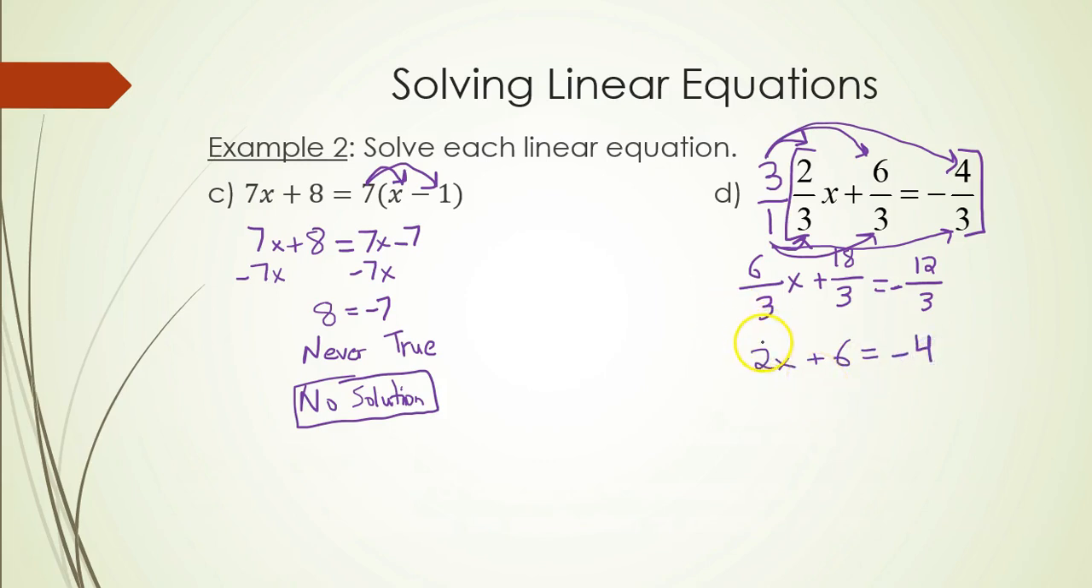The goal is to get the x term by itself, but there's a plus 6 attached to it, taking away 6 from both sides. That gives us 2x equals negative 10. You want to get x by itself, but you're multiplying by 2. Divide both sides by 2, you get x equals negative 5.